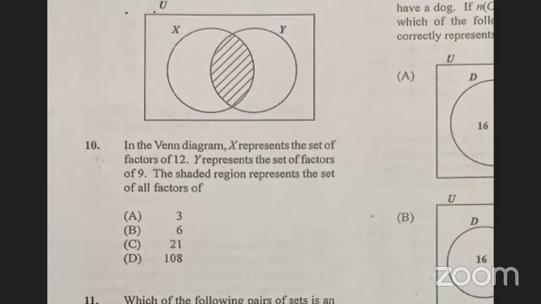The Venn diagram x represents the set of factors of 12. Y represents the set of factors of 9. The shaded region. So factors of 12, we can just run that through quickly. So that'll be 1, 2, 3, 4, 6, 12. Factors of 9. The shaded region represents the set of all the factors of 3. Right? 12 and 9, right? Yeah, so that's 1 and 3. That's it.